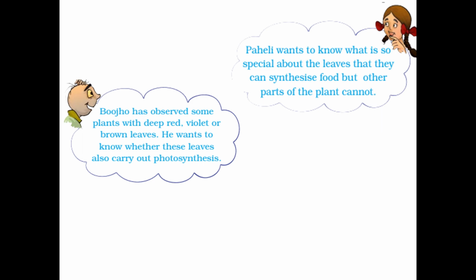Next question. Boojo has observed some plants with deep red, violet or brown leaves, isn't it? He wants to know whether these leaves also carry out photosynthesis. Here is your answer. Leaves having deep red, violet or brown color also have chlorophyll present in them. But these colors overlap the green color of chlorophyll, so green color is not seen in such leaves.